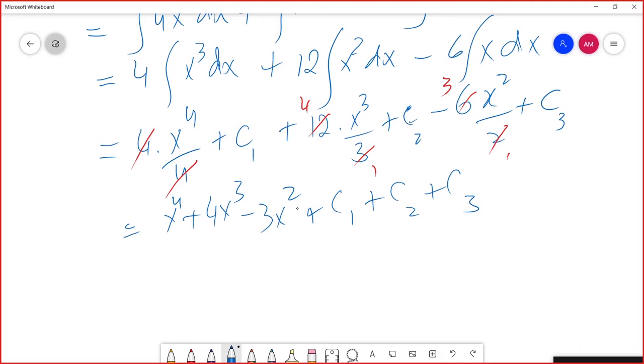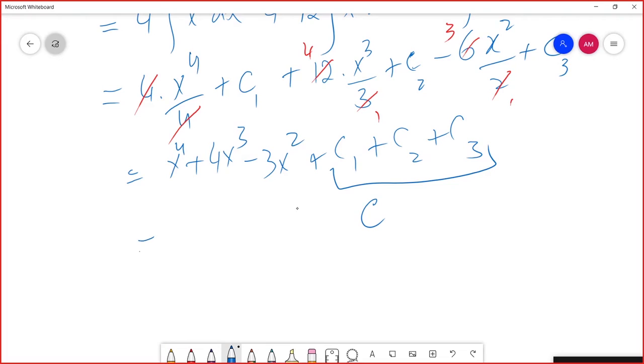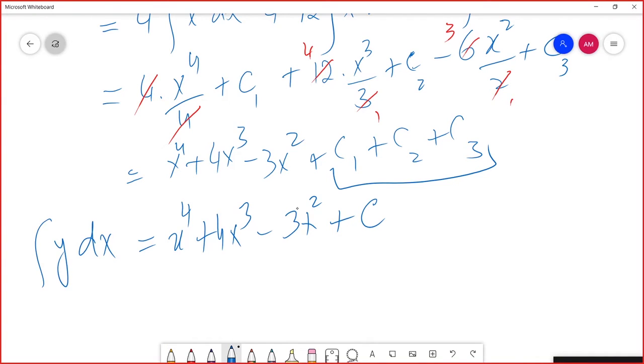And what is this actually? This is a constant plus a constant plus a constant, which gives you a constant. And therefore we need not write the constant with every integration. We would just say x^4 plus 4x cubed minus 3x squared plus c. Does it make sense to you? And this is our integral of y dx. So the integration of the function which was y is equal to something like that.